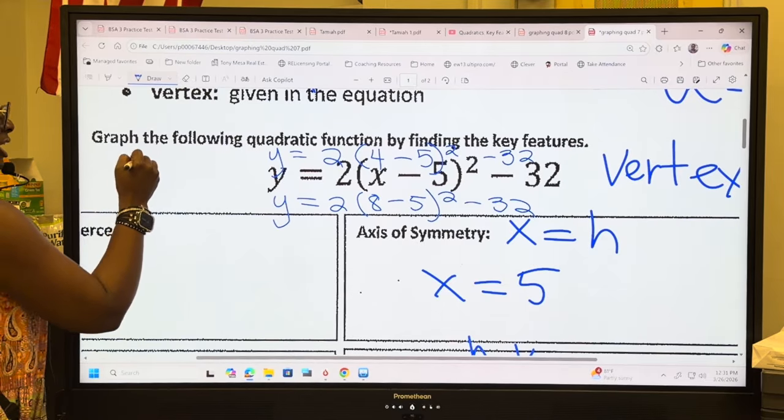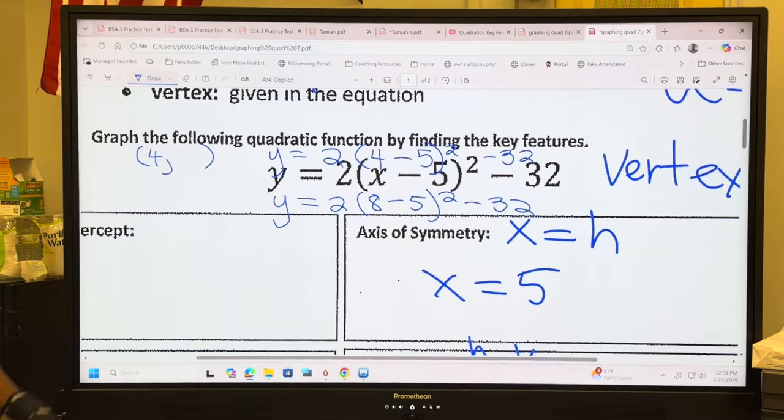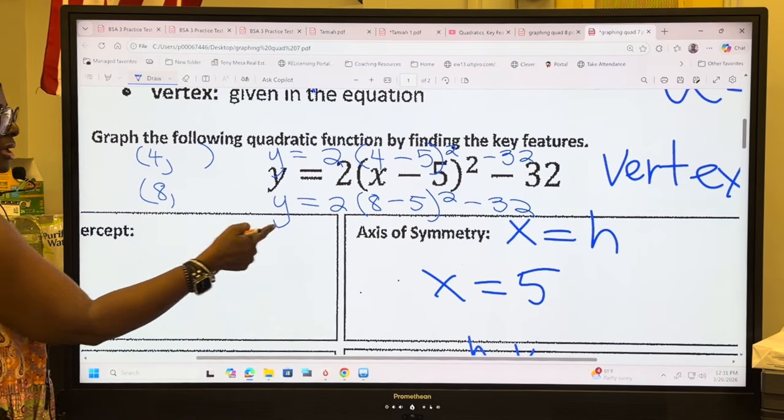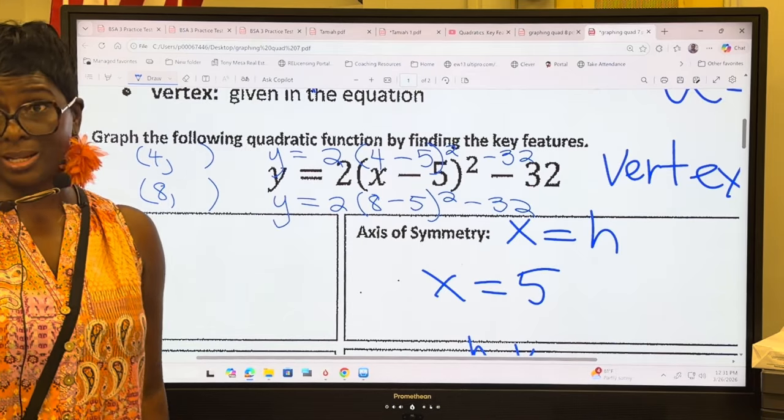So what is this one going to give me? It's going to give me 4 something as one ordered pair. What is this one going to give me? It's going to give me 8 something. Whatever I get from this is going to give me that other ordered pair. Are y'all following? Now, is that going to be enough? I don't know. But let's plot and see.